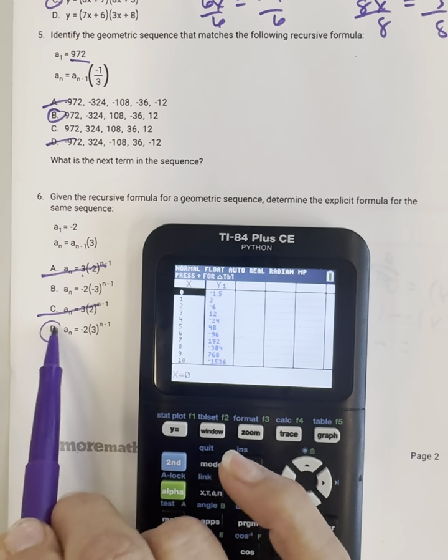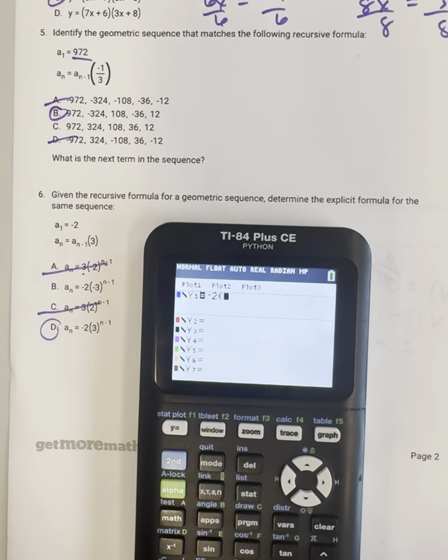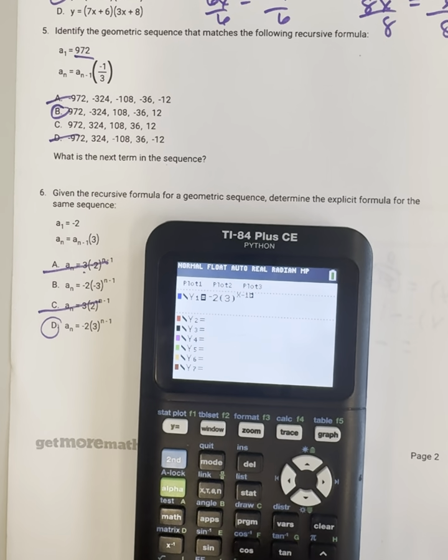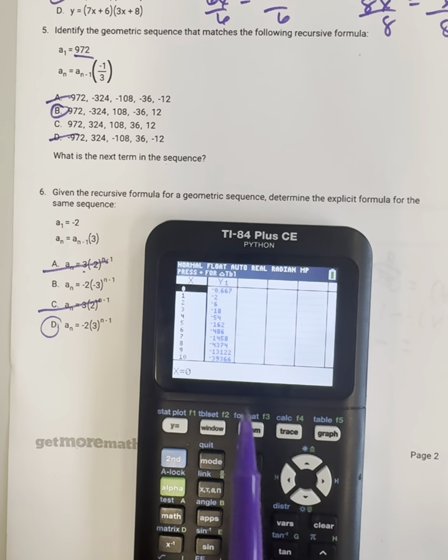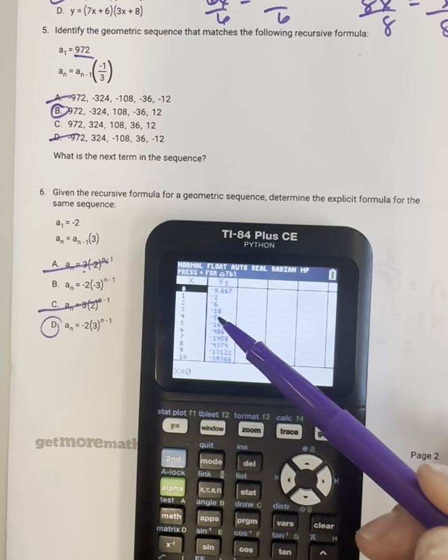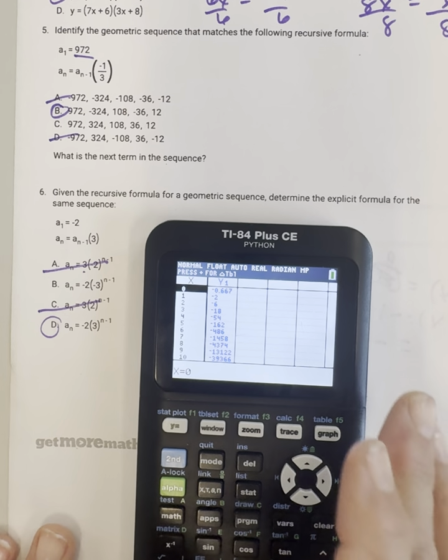So let's look at it. So -2, let me just clear, -2, parentheses 3, because remember that's your rate. That's what you're multiplying by. Raised to the x minus 1. Let's look at our table. Our first term is -2, yay. And -2 times 3 is -6, times 3 again is -18, and so on. So D is our answer.